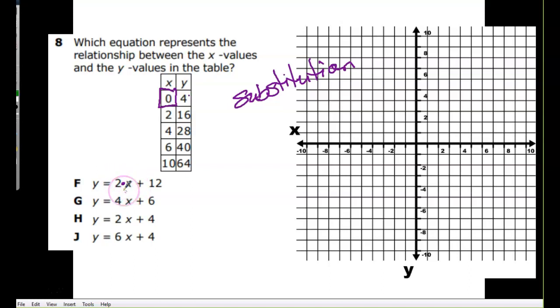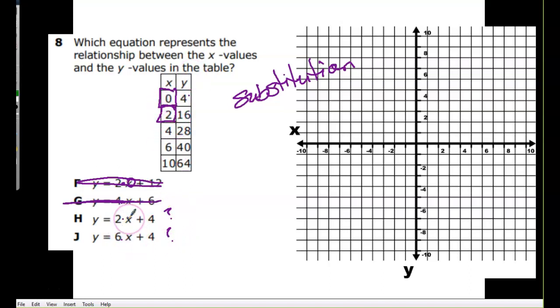And again, 2x, you know this is implied multiplication, so 2 times 0. 2 times 0 is 0, plus 12 is 12. That is not 4. 4 times 0 is 0, plus 6 is 6. That's not 4. Oh, and look, we have 2 answers that are close. There's always going to be 2 answers that are close. 2 times 0 is 0, plus 4 is 4. This is a maybe. 6 times 0 is 0, plus 4 is 4. That one's a maybe. So let's move on and try another one.